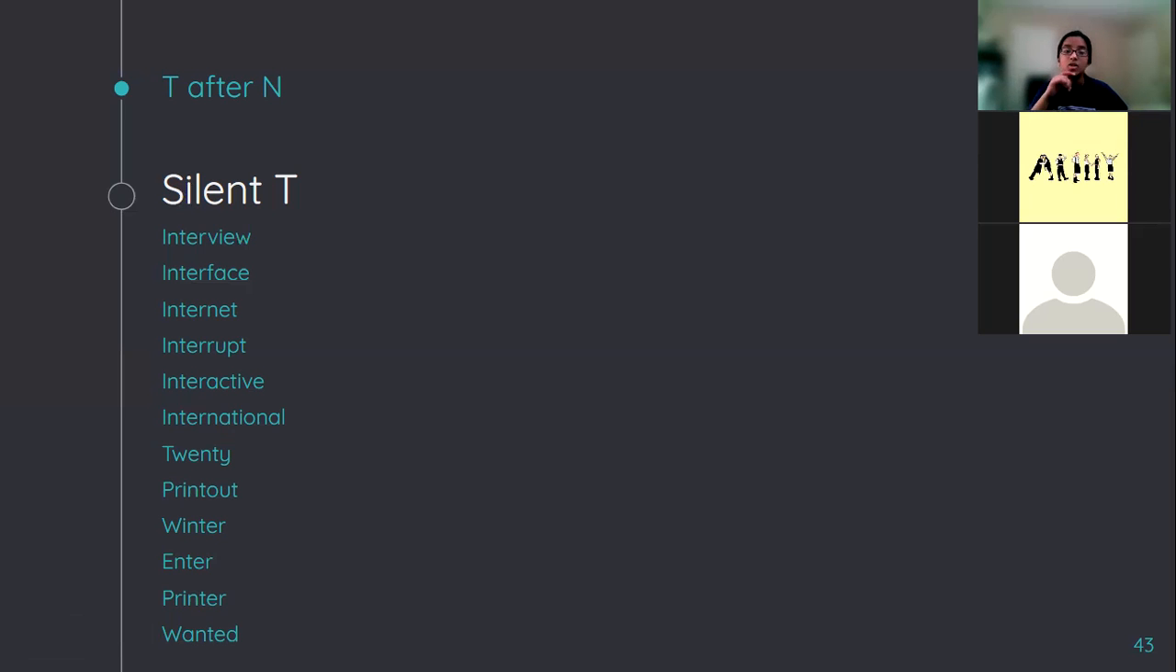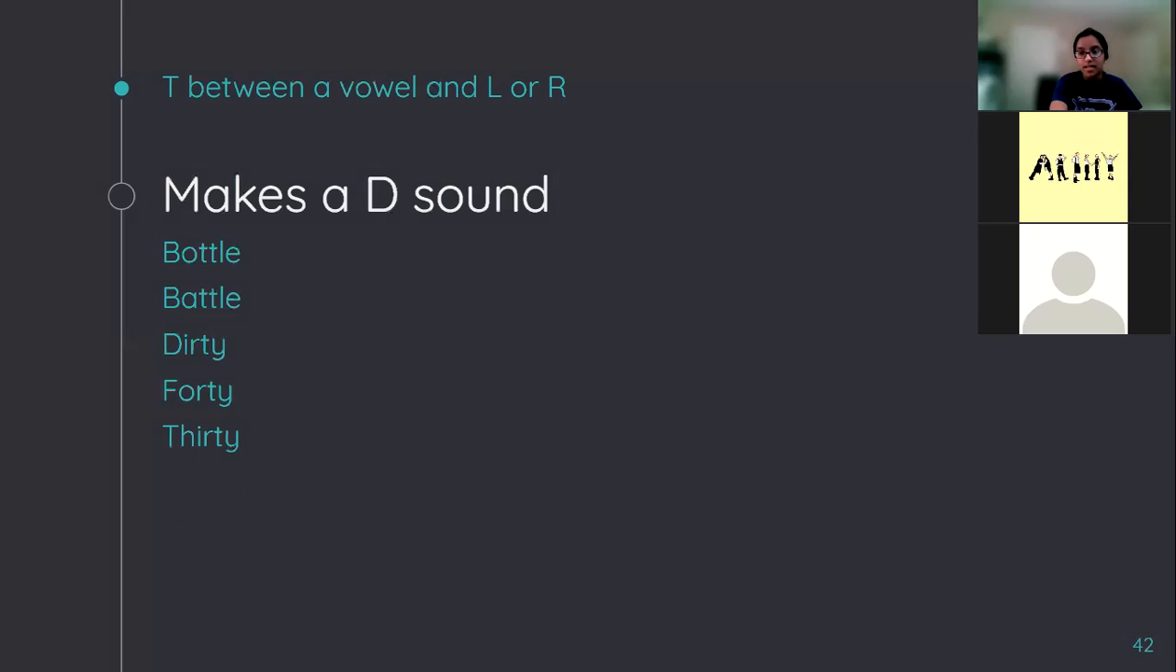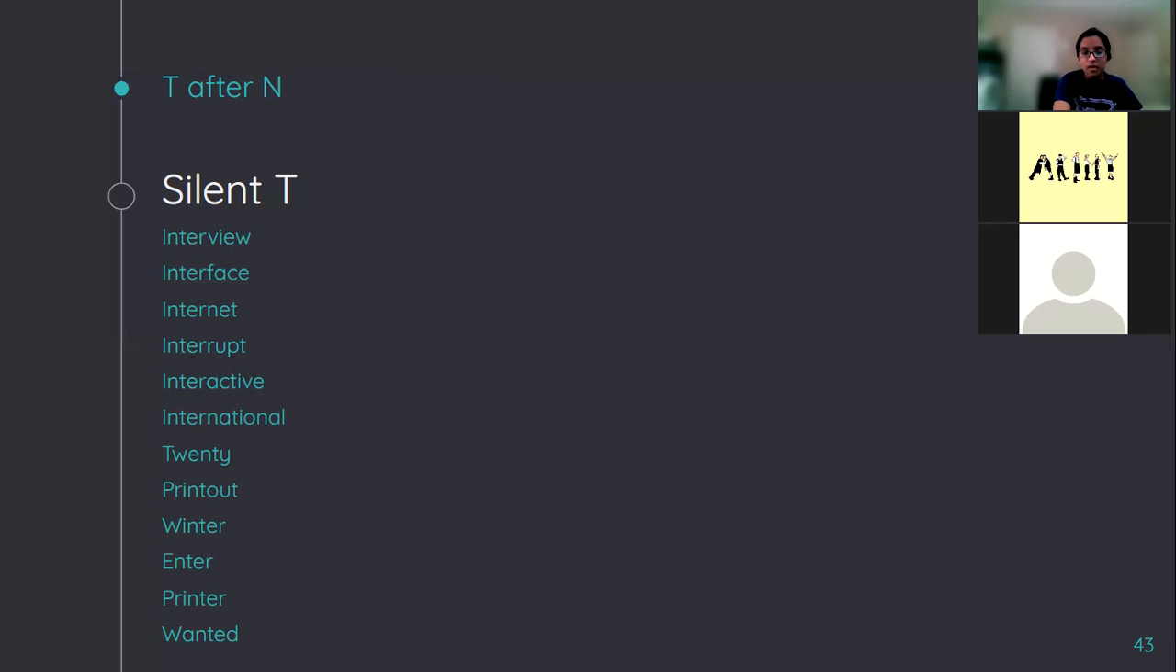The next one is 20. Just like how we learned with 30 and 40, this is 20. You don't pronounce the T, you say 20. Before, for 30 and 40, you pronounce that as a D. But for this one, 20 has an N and there's a T after the N, so you don't pronounce the T, you would just say 20.